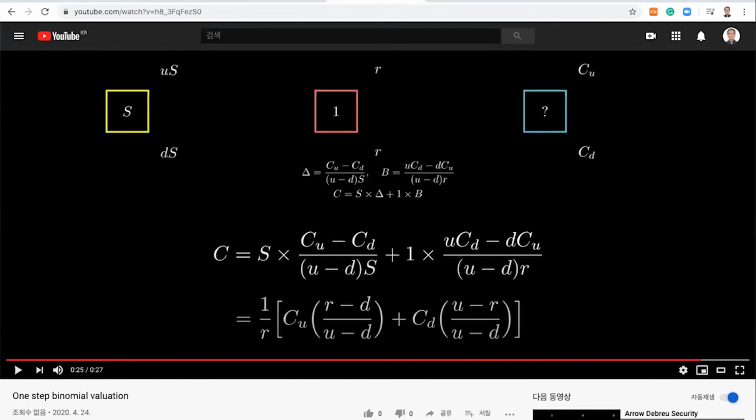Actually, to solve this problem, we start with the replications. So we wanted to replicate the third product, the third game, by taking some position on the first one and taking some position on the second one. And that position turns out to be this delta and B. And I don't know whether it's negative or positive, but when it is positive, it means that I'm going to take the long position. And when it is negative, I'm going to take the short position of that.